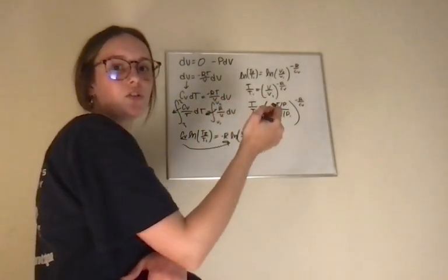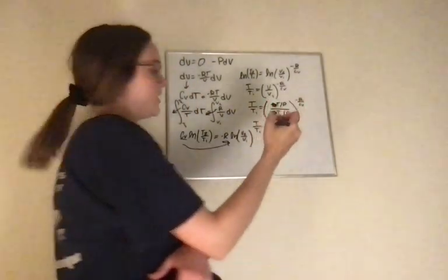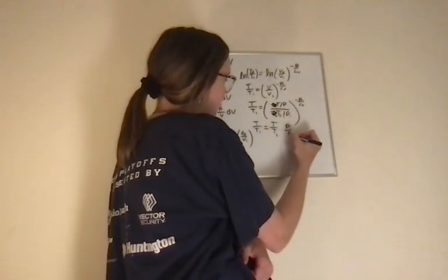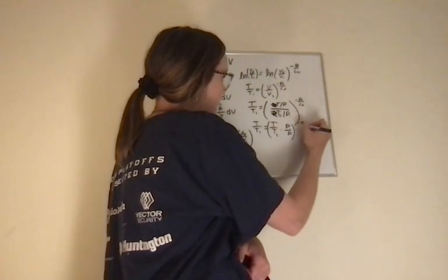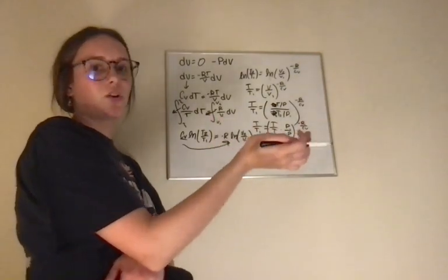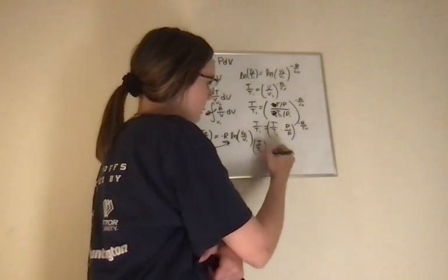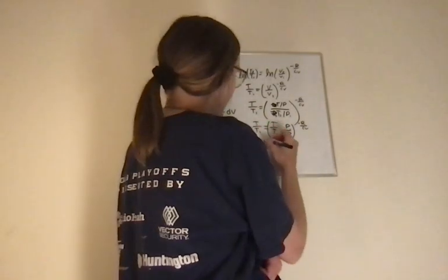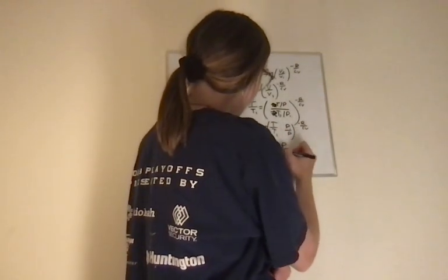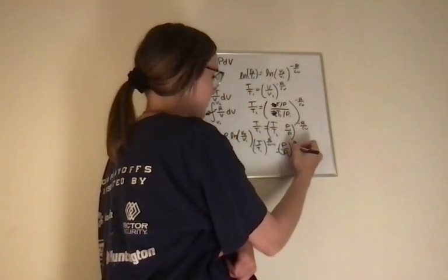So now we're going to combine our like terms. So we're going to have T over T1 is going to equal T over T1 times P1 over P, and that is going to be negative R over CV. So now we're going to combine a little bit more, and we're going to end up with T over T1, all of that to the R over CV plus 1 is equal to P over P1, and all of this is still going to be to the R over CV.